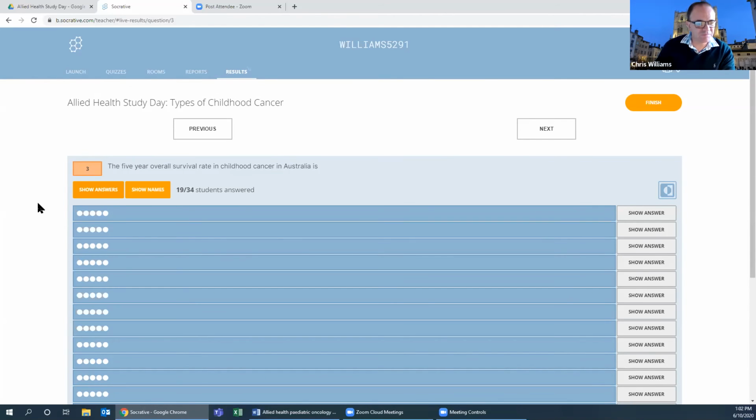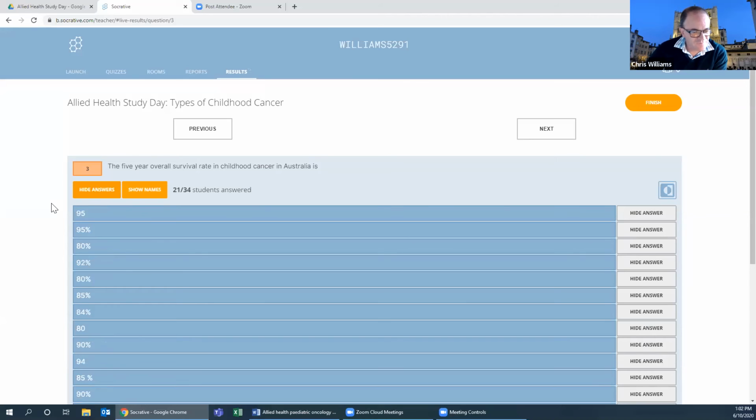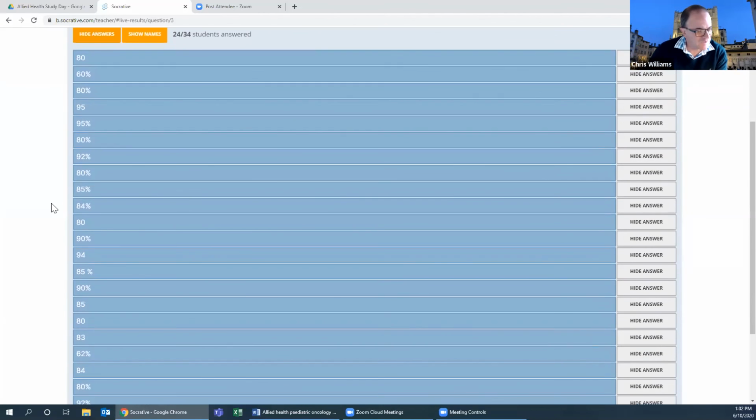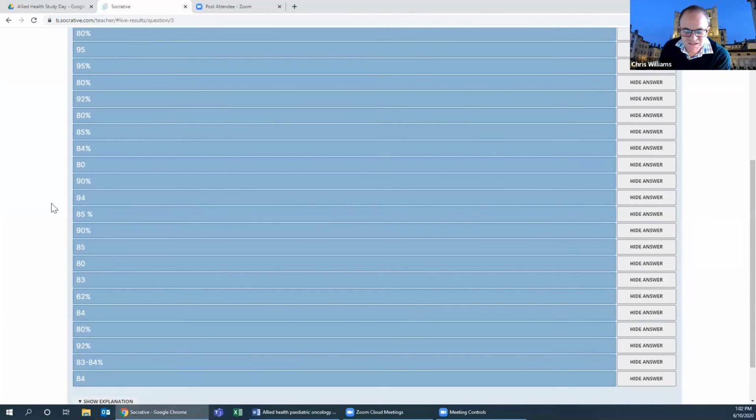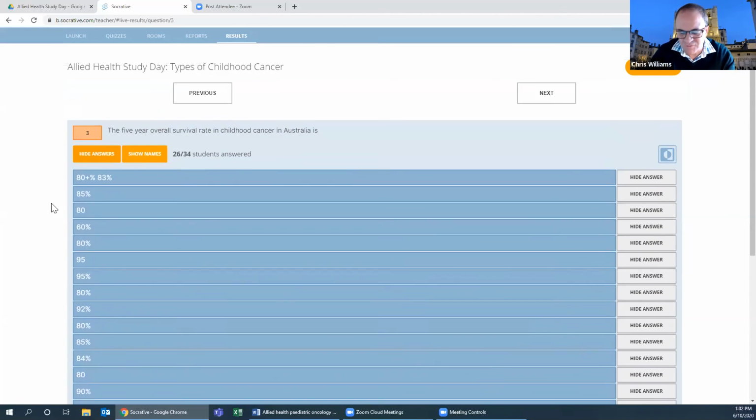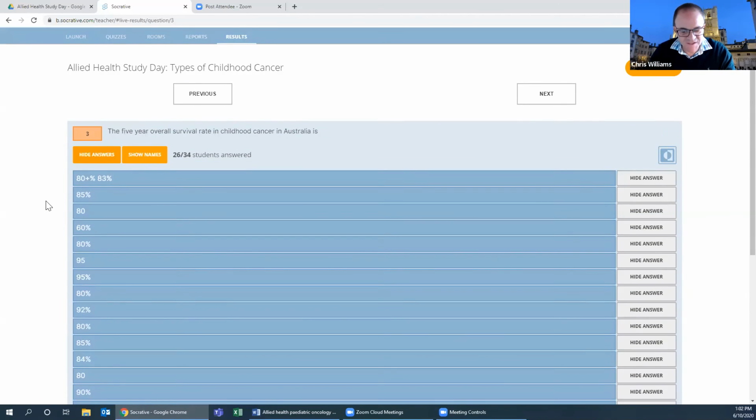Okay, let's have a look. A little varied, but most of you got it about right, 83 to 84%. So that's currently right now, 83 to 84% of all children will survive their disease.